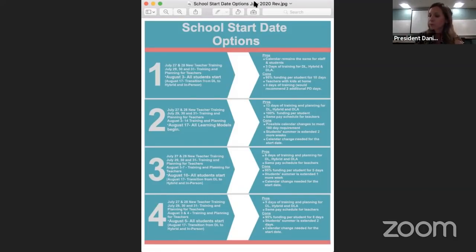So I will move to vote. I move that we adopt school start date option number 4, which would put us at a school start date of August 5th, based on the document in front of us. I second. Great. I will go individually.